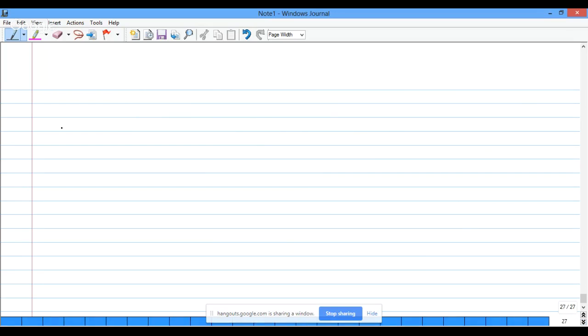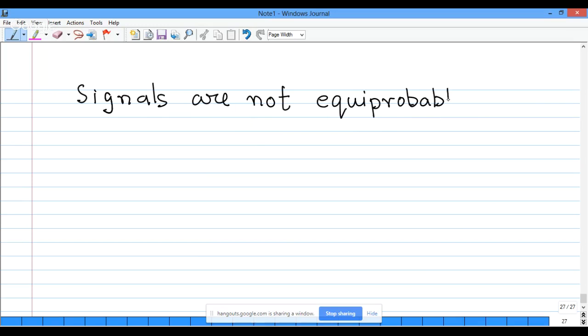Then the question is that if signals are not equiprobable, how can I think about the decision regions corresponding to the signals?